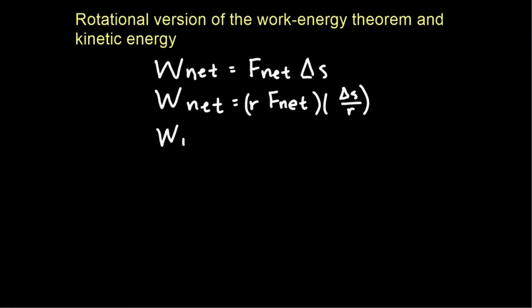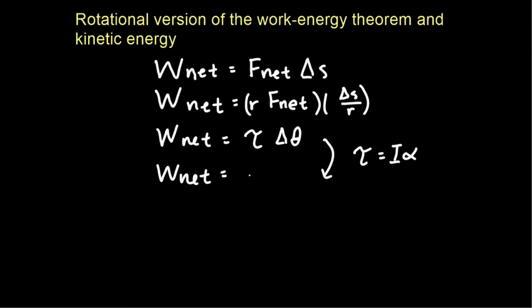So then the net work is going to be equal to the torque times s over r, and remember that s over r is equal to theta. We were relating rotational to linear quantities, and this was one of them. So I can substitute delta theta, or the angular displacement. We also know that the rotational version of Newton's second law tells us that the torque is equal to the moment of inertia times the angular acceleration. So I'm going to make this substitution right here. So we have I alpha times the angular displacement.